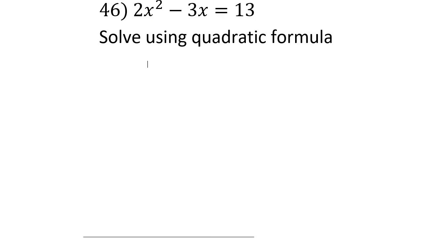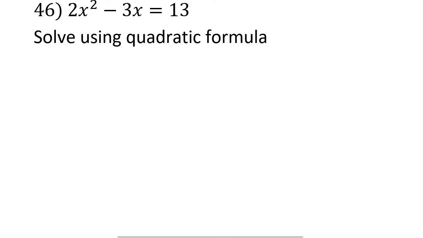In question 46, we need to solve using the quadratic formula, which, remember, we said in the previous question goes like this.